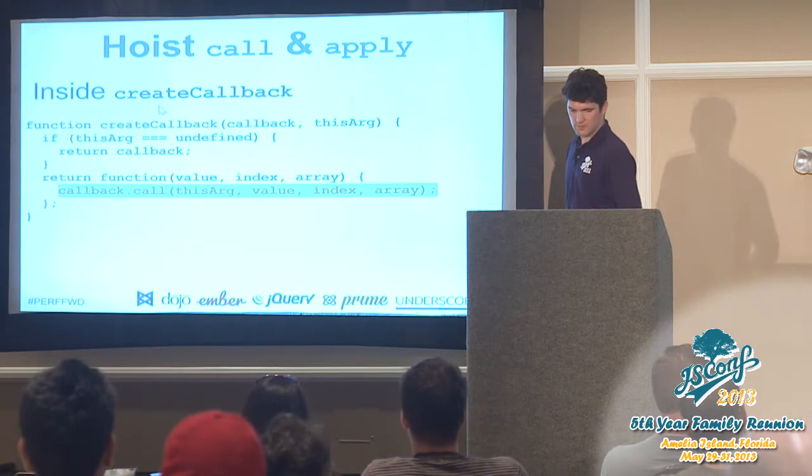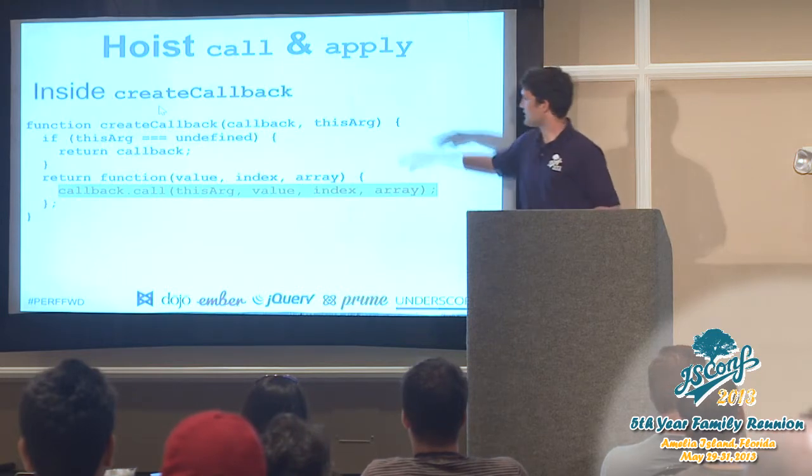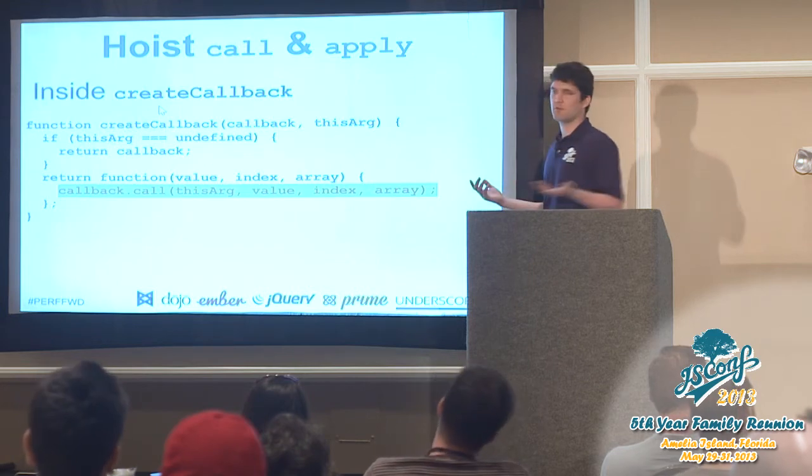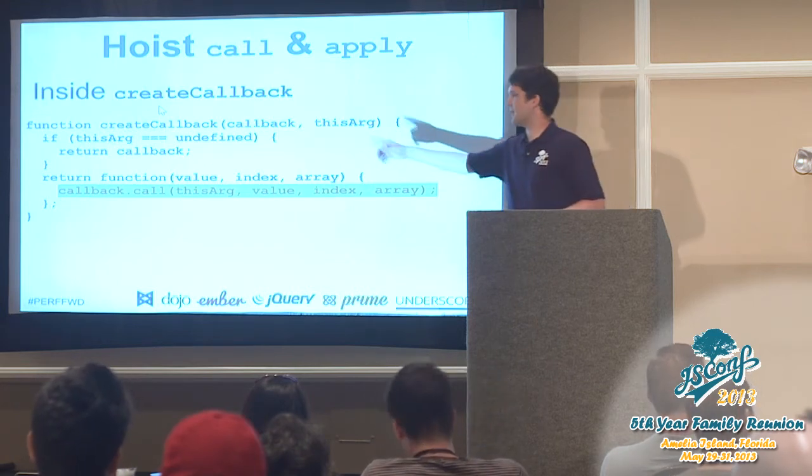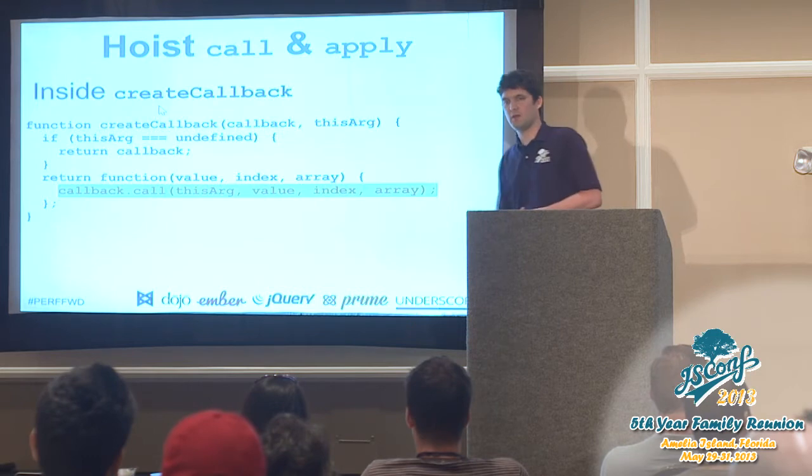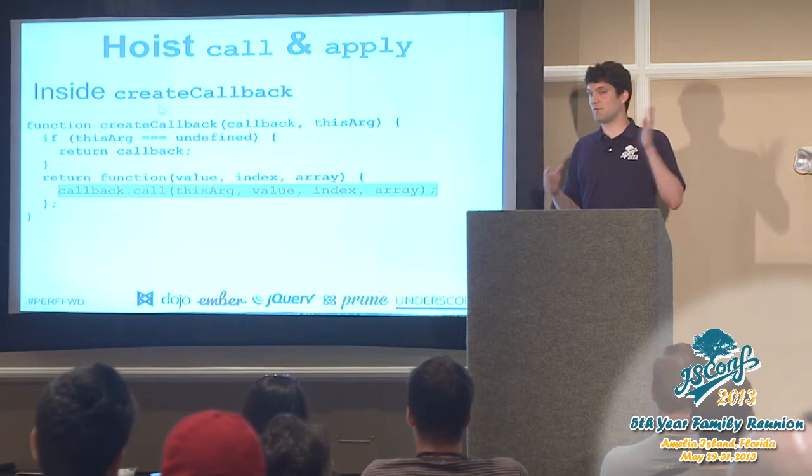Aha, there it is, like this. If you don't pass a this arg, it just returns the callback. And if you do, it wraps the function and does the .call. Now, this makes your common case very, very fast.